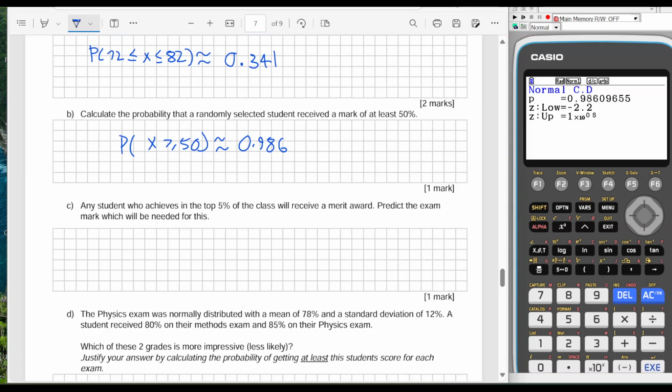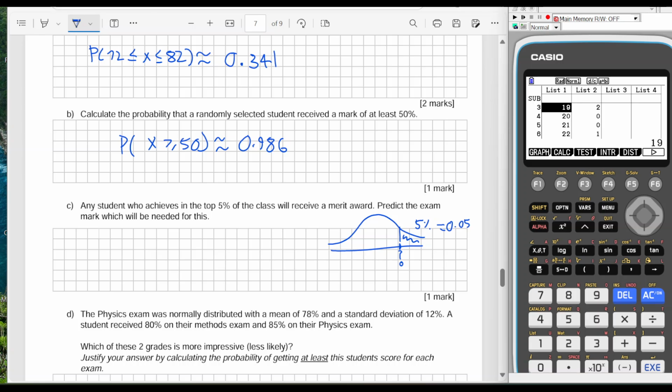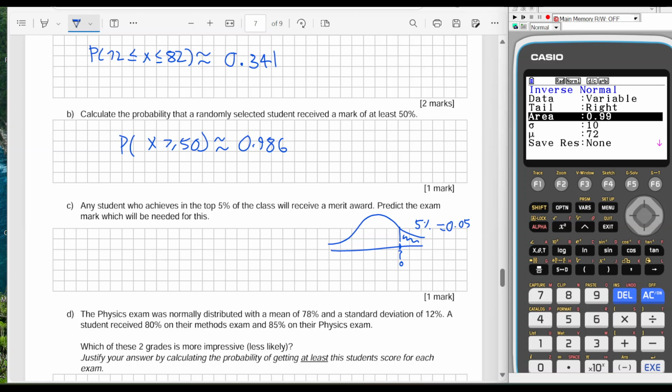Okay, a student who achieves in the top 5% of the class gets a merit award. So really what we're after is this mystery mark, and we'd like only 5% of students to be to the right of that, which is a probability of 0.05. Okay, so this is going to be an inverse normal question. So distribution on F5. Going to go normal, and then F3 for inverse. So we're going to do a right tail because I've shaded into the right. We're trying to do better than this student, and 0.05, and then keep the same mean and standard deviation. We're going to execute that. 88.4.